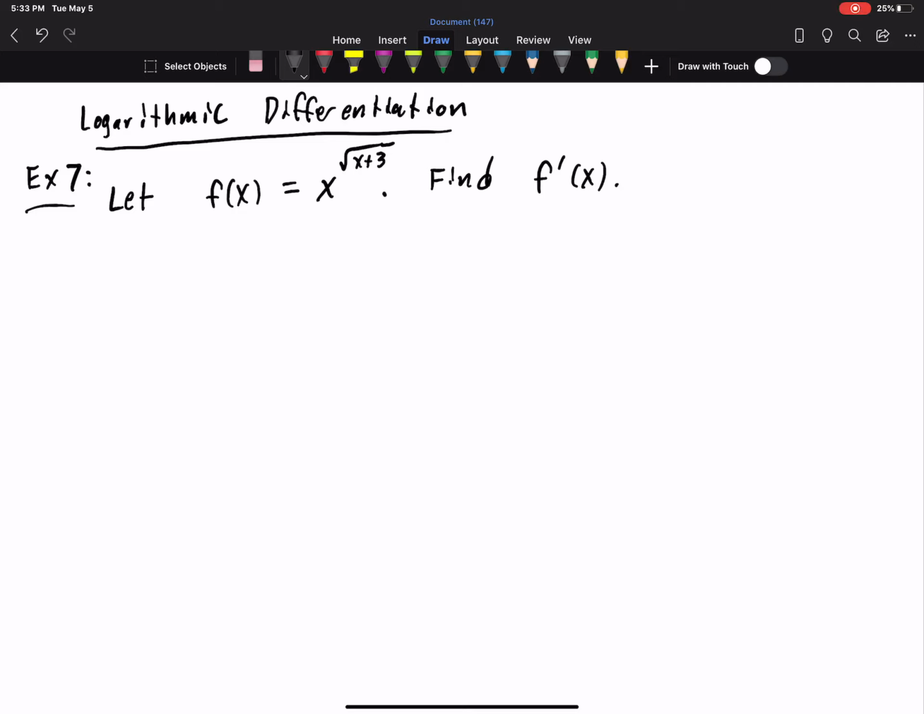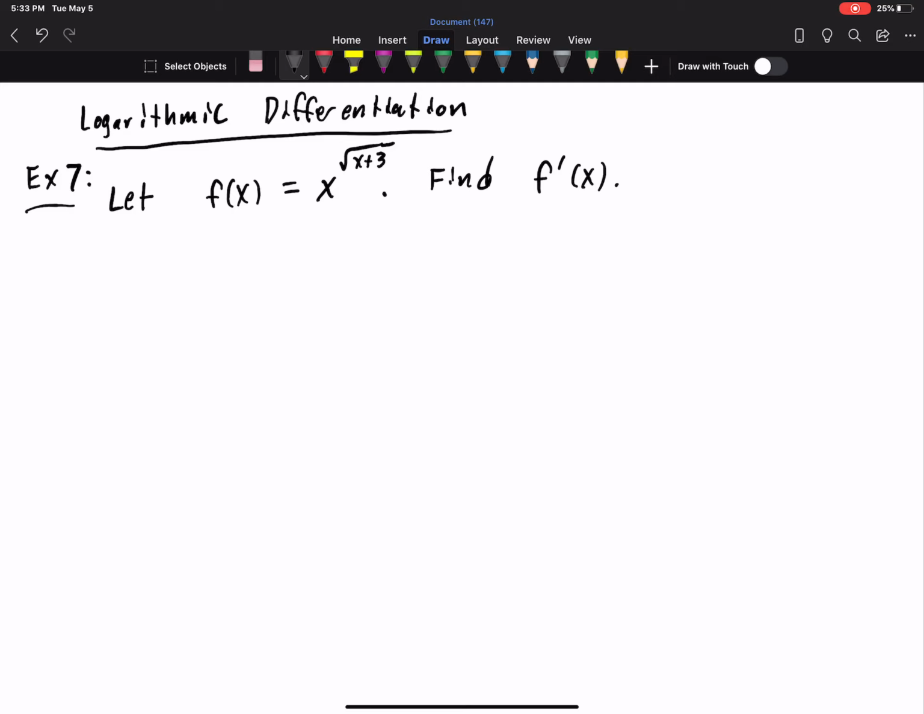Welcome to example number 7. Here we are looking at the function x to the square root of x plus 3. So unfortunately in this example, the log rules are not going to get rid of that radical as easily, because that radical when we take logs is going to come out in front of the log. Alright, I'll show you how this all works out.